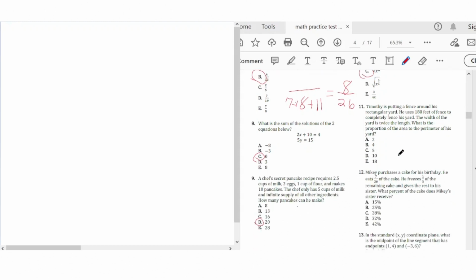On to number 11. Timothy is putting a fence around his rectangular yard. He uses 180 feet of fence to completely fence his yard. The width of the yard is twice the length. What is the proportion of the area to the perimeter of his yard?